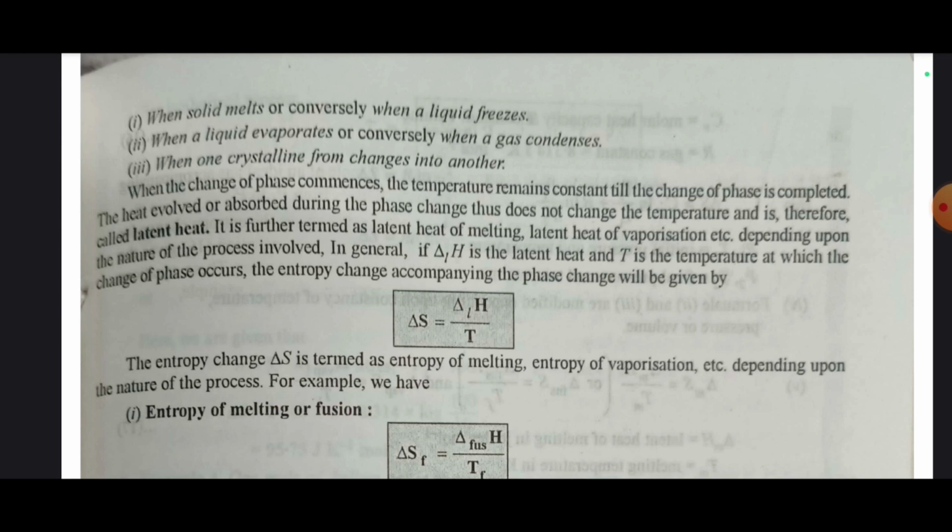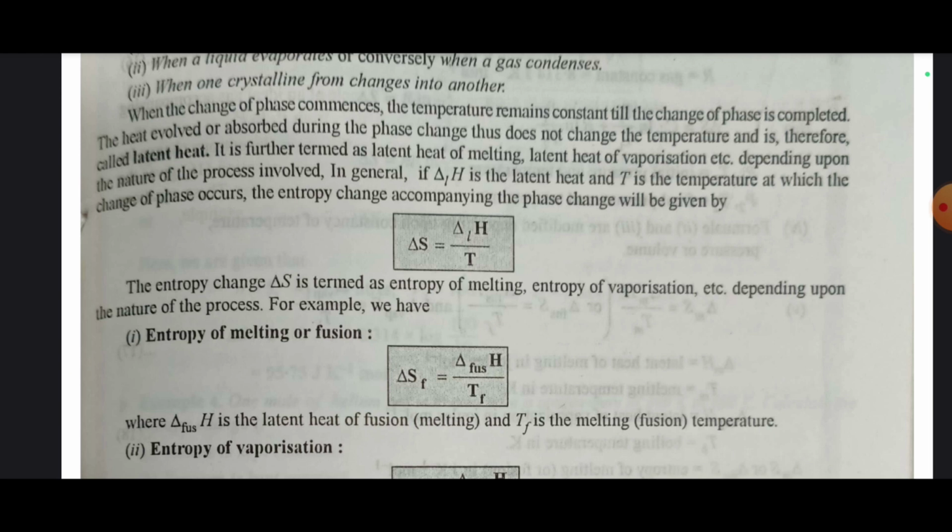The heat evolved or absorbed during the phase change thus does not change the temperature and is therefore called latent heat. It is further termed as latent heat of melting, latent heat of vaporization, etc., depending upon the nature of the process involved. In general, if delta H is the latent heat and T is the temperature at which the change of phase occurs, the entropy change accompanying the phase change will be given by delta S is equal to delta H by T. The entropy change delta S is termed as entropy of melting, entropy of vaporization, etc., depending upon the nature of the process.